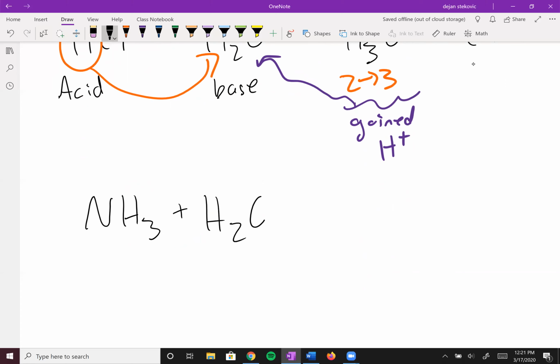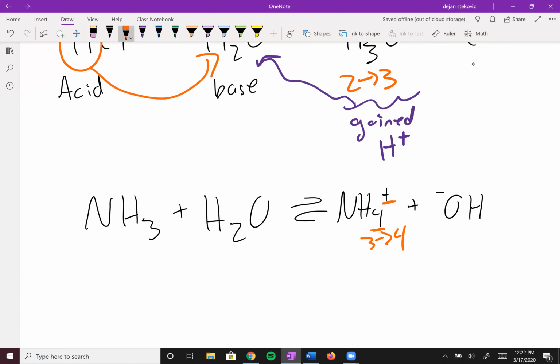NH3 plus water goes to form NH4 plus OH minus. So again, what we're looking at is where the H plus goes. Well, we see a plus here, and this went from 3 to 4 H's. So we know that this molecule gained the H, so it's the ammonia that gained the H. So an H went from the water to the ammonia, right?